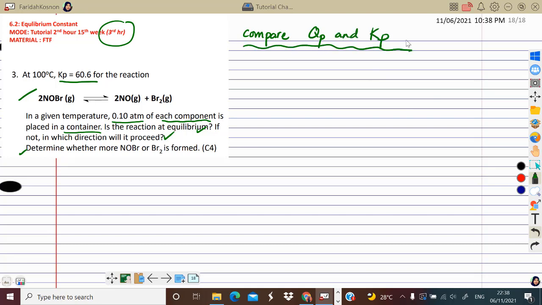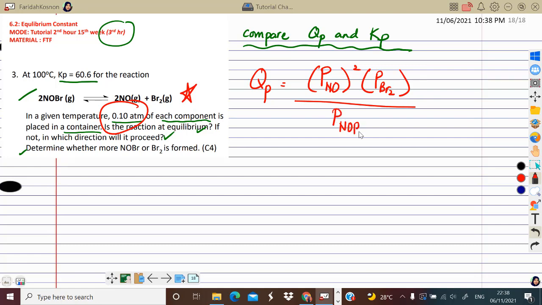Jadi untuk kita solve this problem, of course kita tengok pada soalan tu apa yang diberikan. Given to you the partial pressure of each species. Jadi kita kena tulis dulu QP expression. So you have to refer to the balanced chemical equation. So QP is equal to the partial pressure of NO, nitric oxide. Okay. Power of 2 times partial pressure of bromine molecule, gas, okay, divide by the partial pressure of NOBr. Okay, so Kp dah diberikan, tak ada masalah.